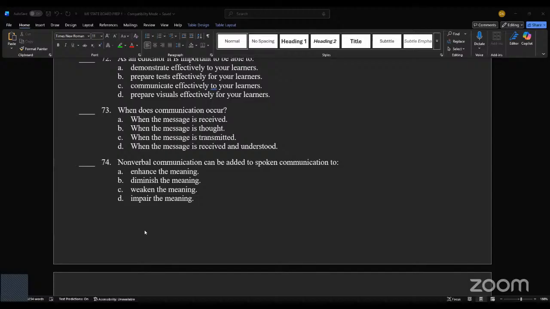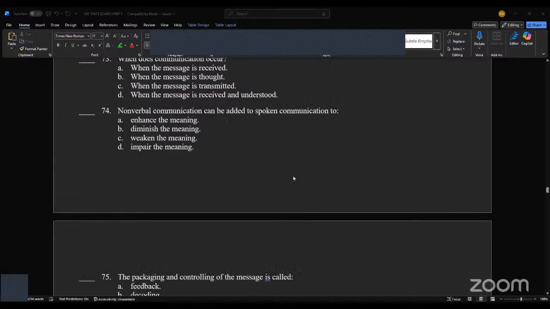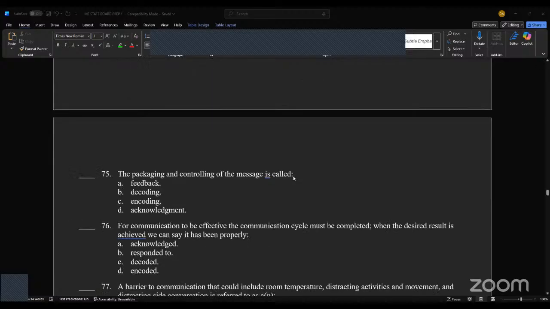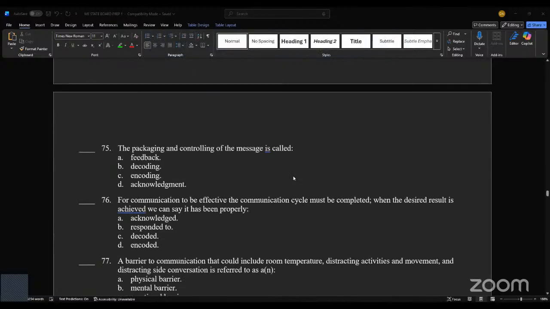Nonverbal communication can be added to spoken communication. So you add this as you're talking to do what? Enhance the meaning, diminish the meaning, weaken the meaning, or impair the meaning. 74 is going to be A. It's going to enhance the meaning. You understand it more. Maybe if someone's using their body, their hand gestures as they're talking, or facial expressions while they're talking.